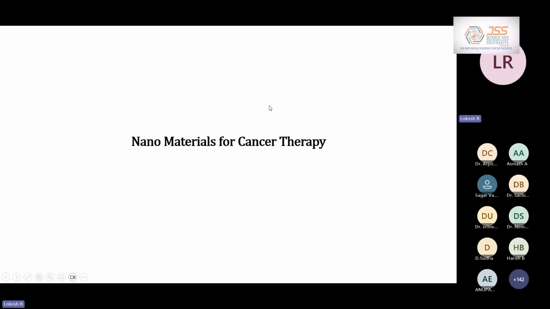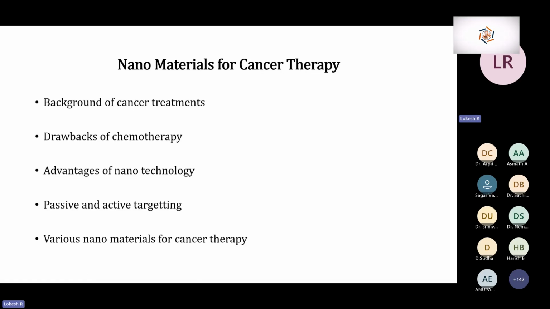So these are the methods for cancer diagnosis. After the diagnosis, nanotechnology is used for treating the cancer. Here we'll cover the background of cancer treatment, drawbacks of the traditional methods, advantages of nanotechnology, what passive and active targeting are, and the various nanomaterials used for cancer therapy.